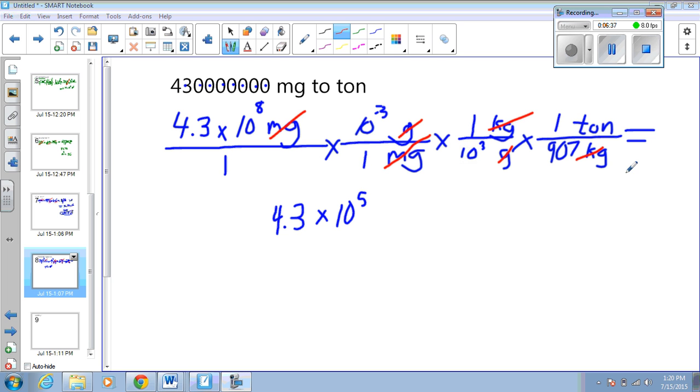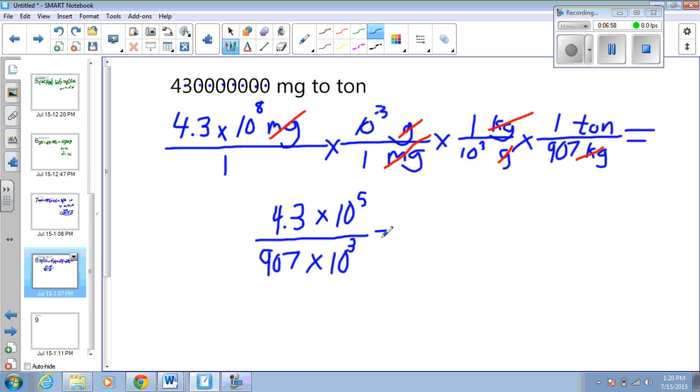Also backing up, I'll cancel out the units that cancel out. 4.3 times 10 to the 8th times 10 to the negative third is going to give me 10 to the 5th on the top. I've got 907 times 10 to the third on the bottom, and I can do 4.3 divided by 9.07. That's 0.0047409 times 10 to the 5th over 10 to the third gives us 10 squared.